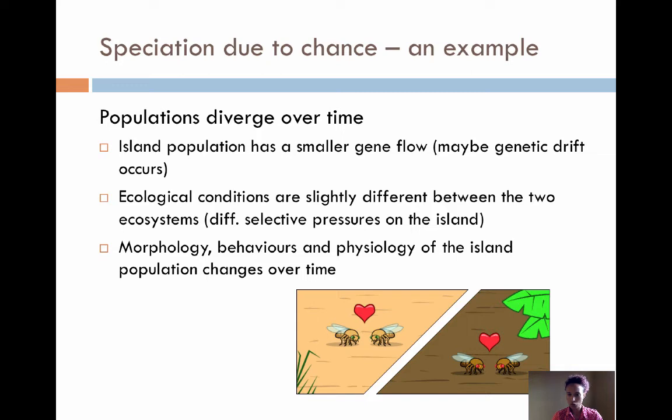And so since there's no gene flow between these two populations, and we might have different selective pressures on them, then we start to shape their morphology, their appearance, we start to change behaviors, and we start to change even their DNA over time.